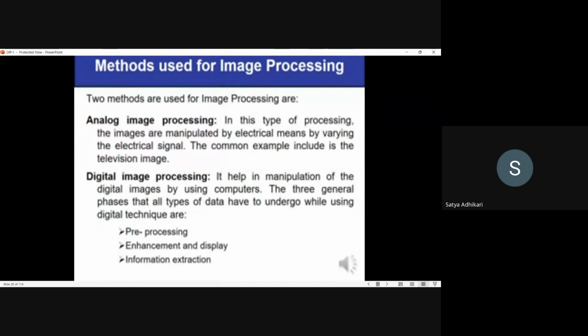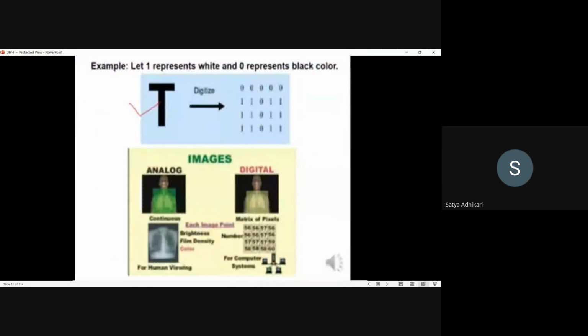So we are interested in digital image processing. The analog image is manipulated by electrical means by varying the electrical signal. A common example is the television image. But the digital image is manipulated using computers. The three general phases that all types of data have to undergo while using digital techniques are pre-processing, enhancement and display, and information extraction. So these are the three steps we will discuss also.